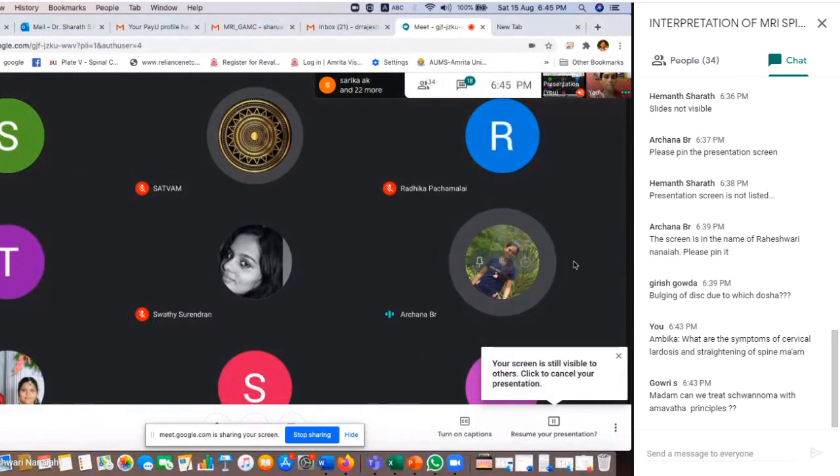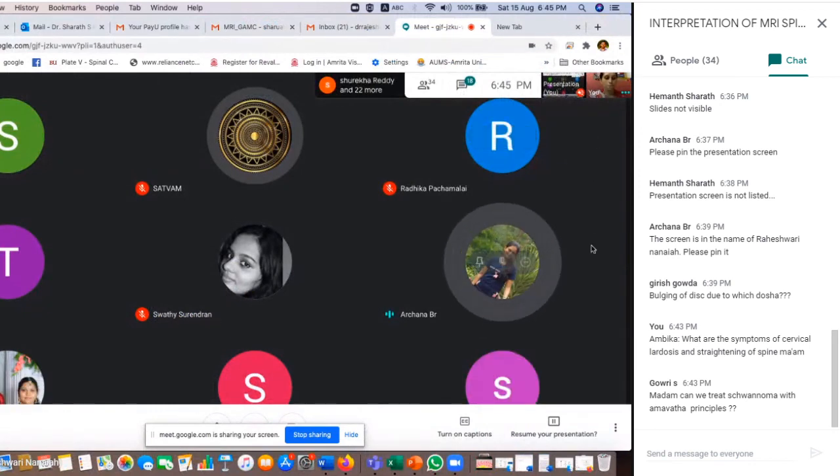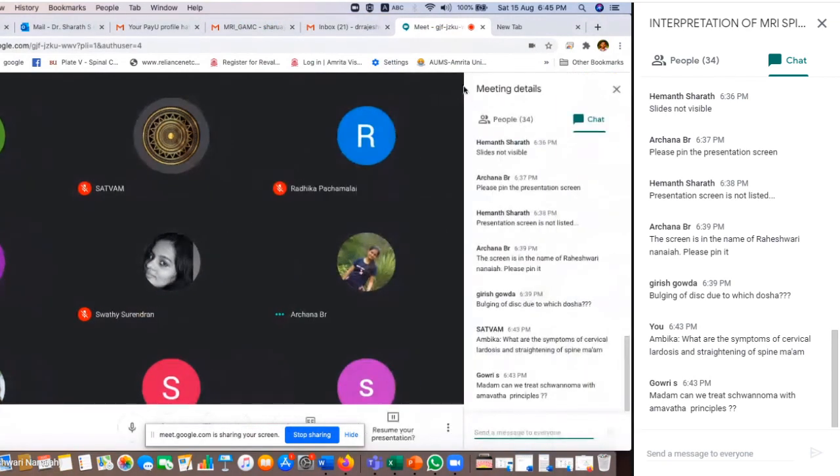What are the symptoms of cervical lordosis and straightening of spine? See, the patient's complaints will be pain, stiffness of the neck, and also, if it is the lumbar region, stiffness in the low back region. Whatever test you perform, it is not possible. If it is in the cervical region, then the person will have restricted range of movements. So these are the common symptoms exhibited by the patient.